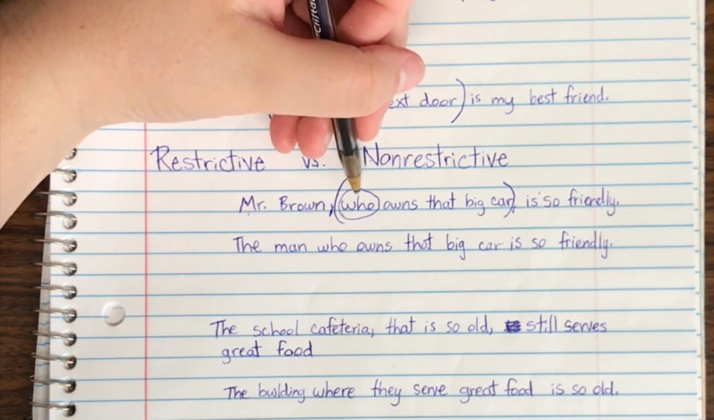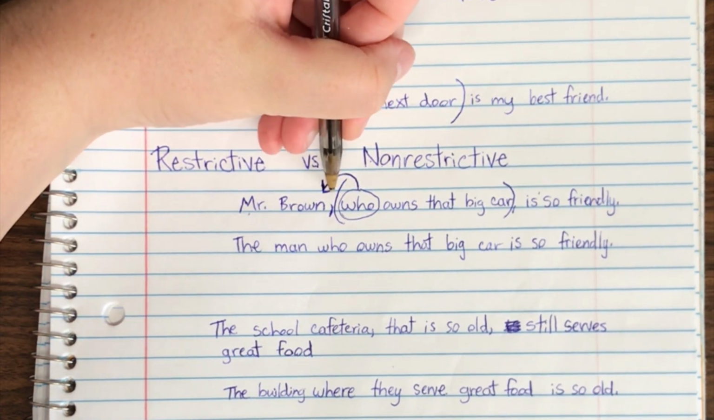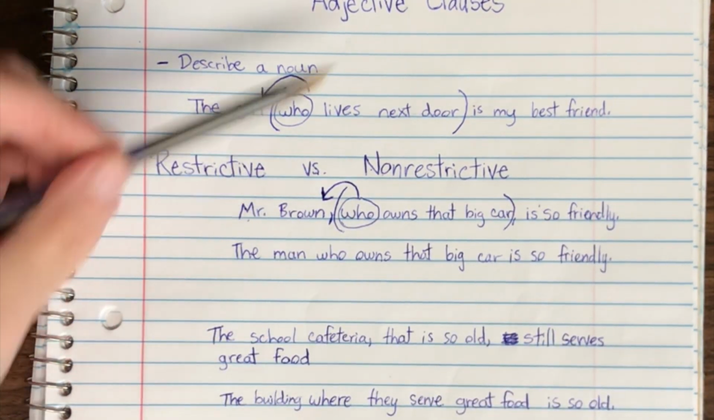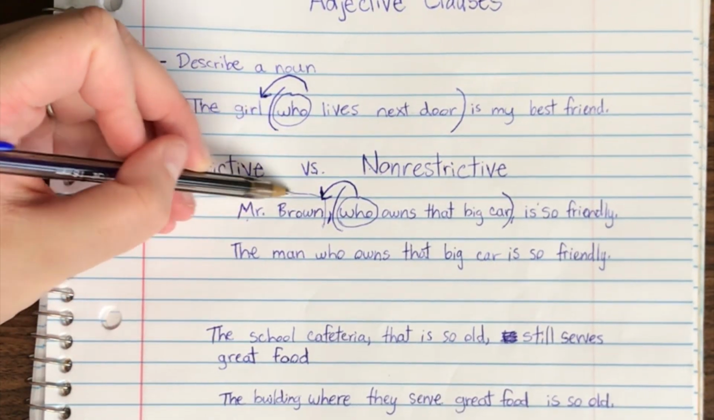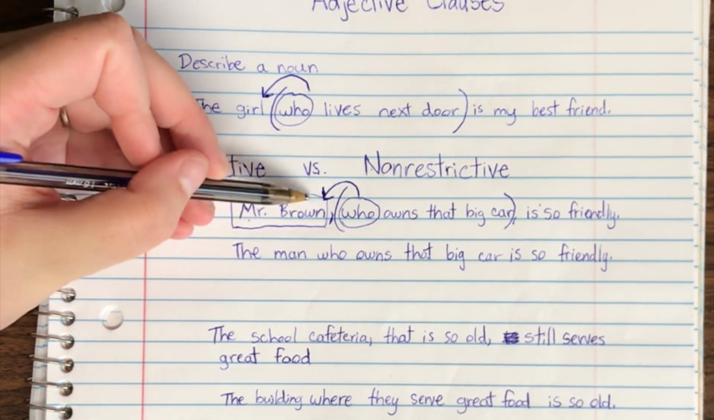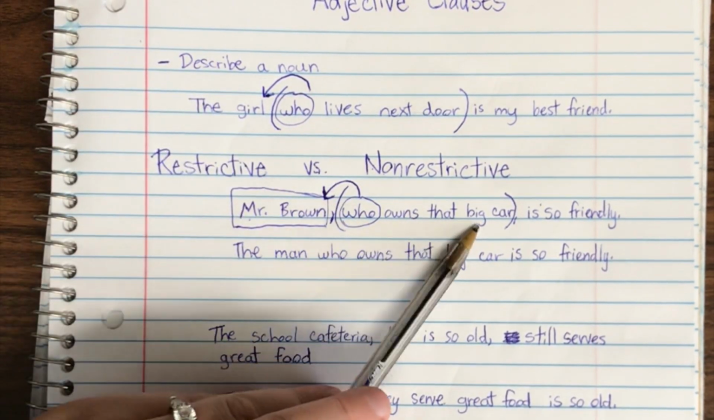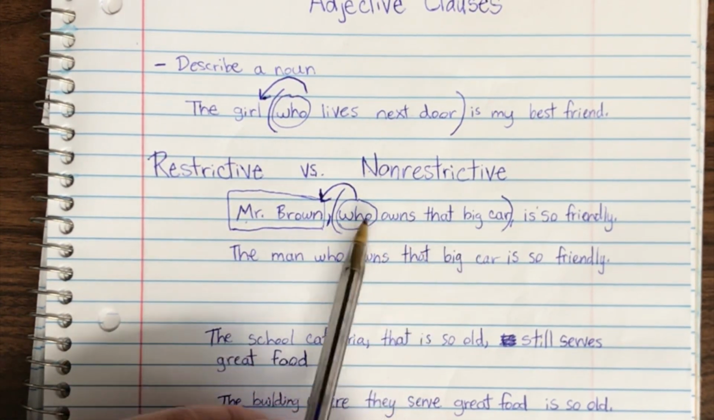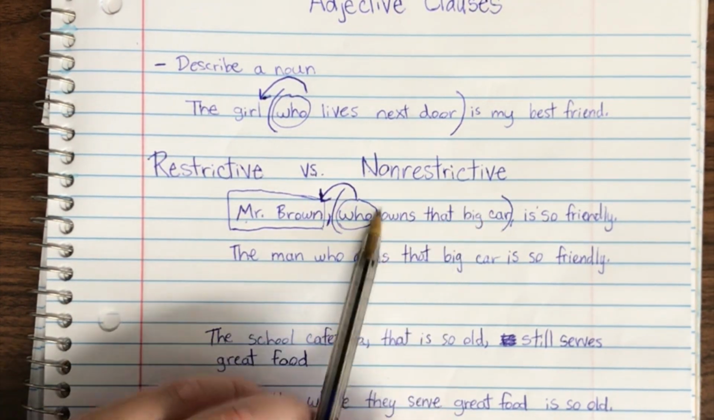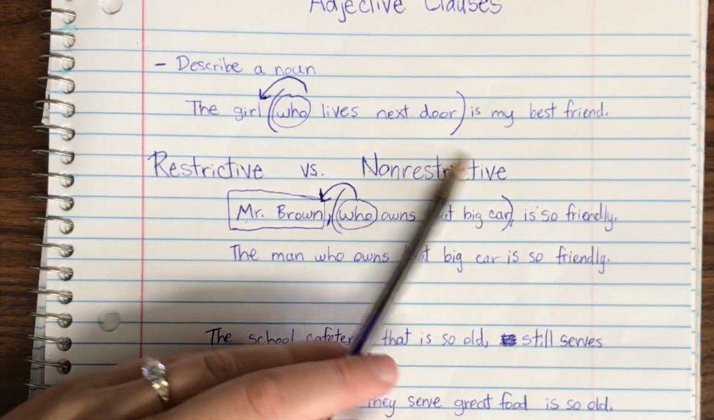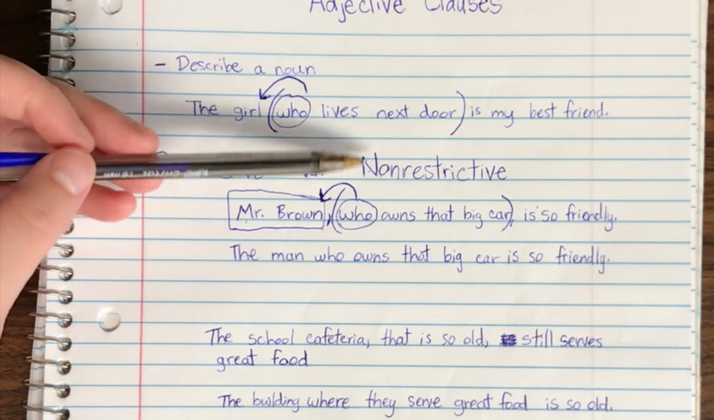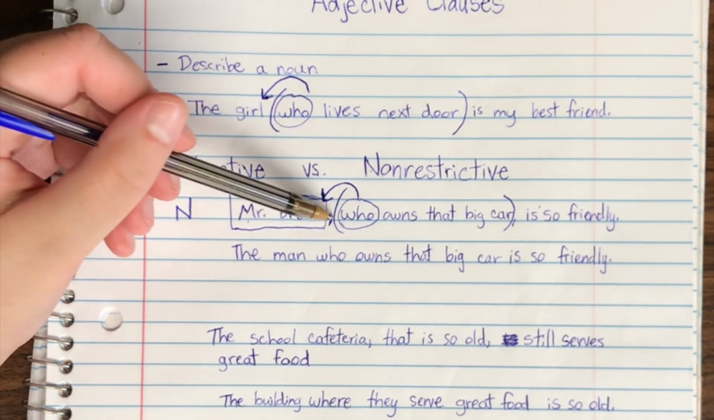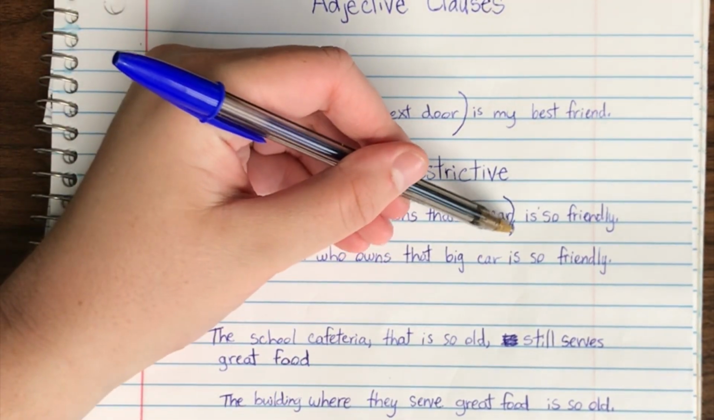So here we have who owns that big car. This is the marker, and we're describing Mr. Brown. If we take out that clause, it just says Mr. Brown is so friendly, and we still have identified Mr. Brown. We know who he is. The purpose of this clause is to give extra information about Mr. Brown, not tell you who Mr. Brown is. And so this is extra and it's non-restrictive. We have the choice to put this clause in here. And whenever you have a non-restrictive clause, we'll put an N for non-restrictive, you need to put commas around the clause.